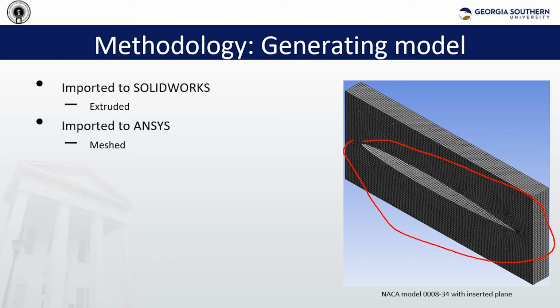So when it made it to ANSYS, I did linear meshing on all of the models to make sure that everything had a uniform meshing and to make sure that the contour plots that I got from the testing were smooth and accurate.